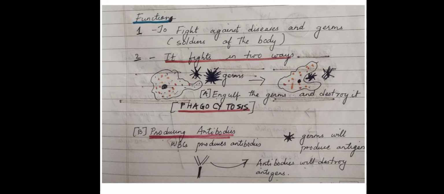Next, it also helps in producing antibodies. So WBCs will produce antibodies, germs will produce antigens. So antibodies will destroy the antigen.